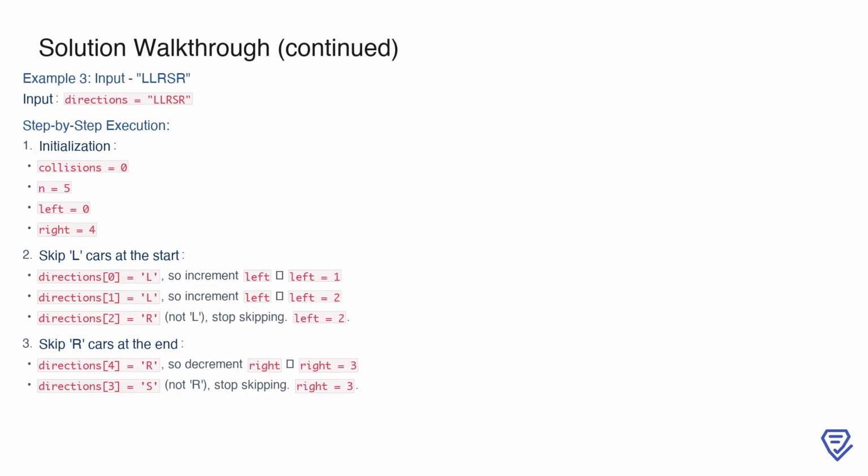Now, consider the input LLRSR. First, we initialize the variables. Collisions is 0, n is 5 since the string has 5 characters, left starts at 0, and right starts at 4. Next, we skip any L cars at the start.